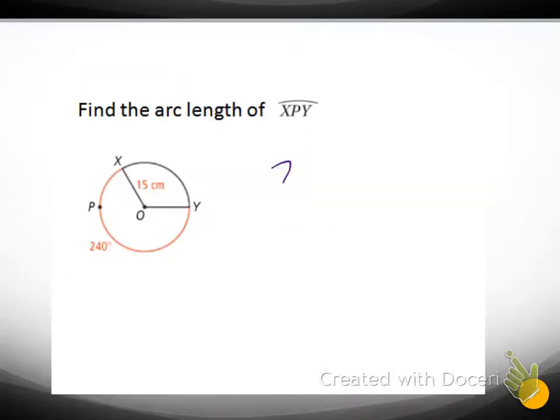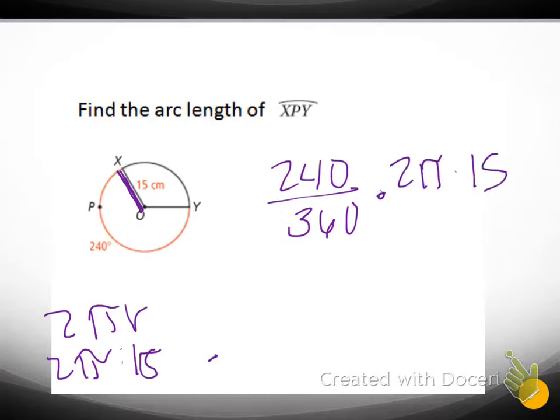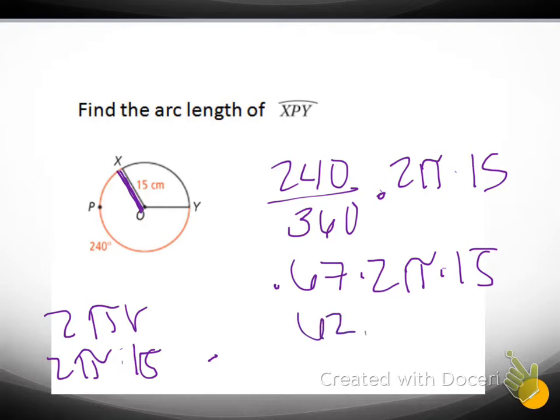So we're taking our arc measure, 240, divided by 360, times the circumference. The equation is 2 pi r. We know our r because our radius right here is 15, so let's plug that in. So 2 pi times 15. Let's simplify. Let's find 240 divided by 360 first. It is about 0.67, and then we times that by 2 pi times 15 to get 62.83 degrees.